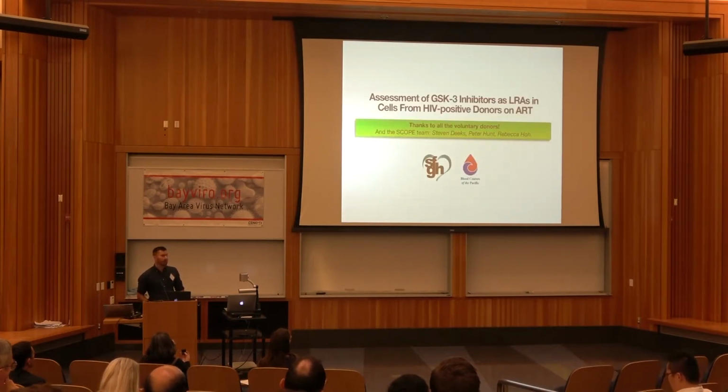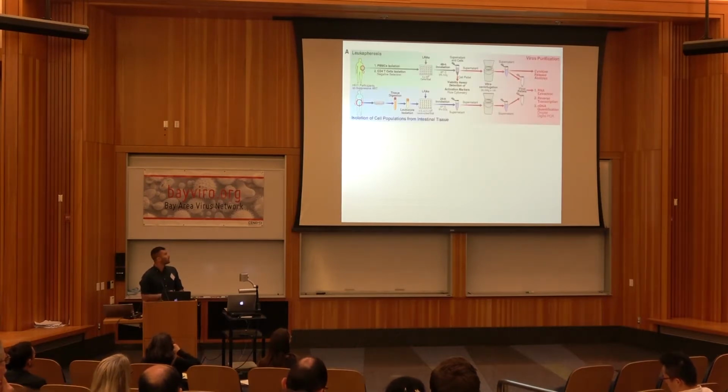We did this together with SFGH, the SCOPE team. We took samples from HIV-positive donors on suppressive ART, and for instance, we looked at blood, CD4 T cells extracted from blood, and also cell populations isolated from intestinal tissue, gut-associated lymphoid tissue, also from HIV-positive donors.